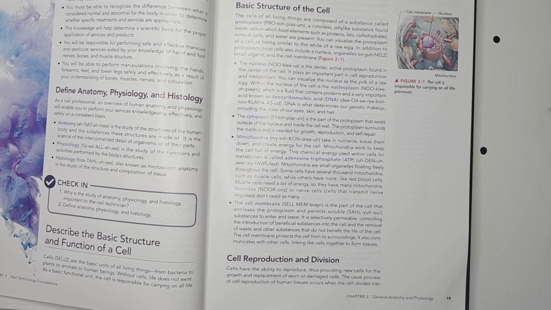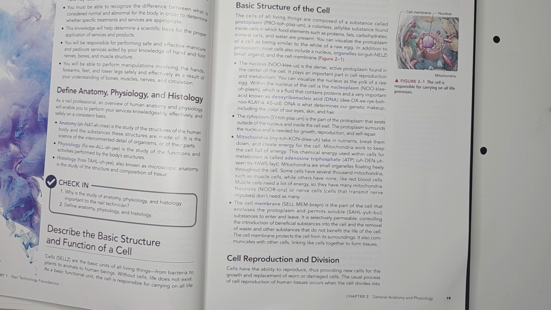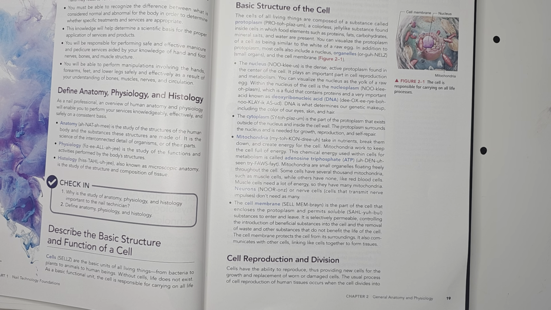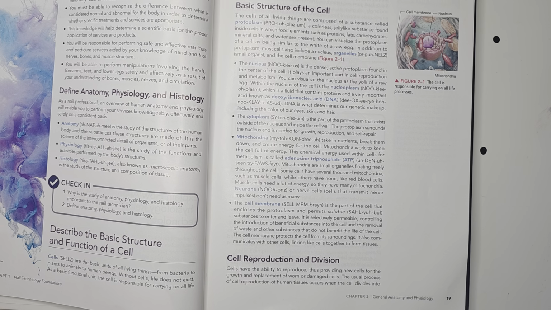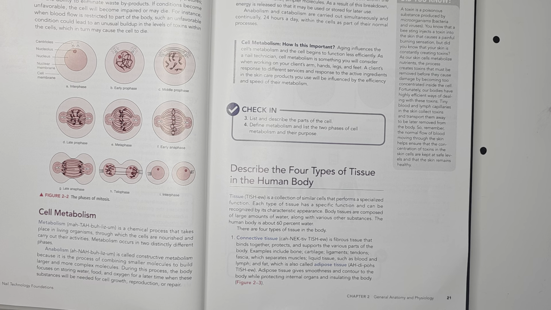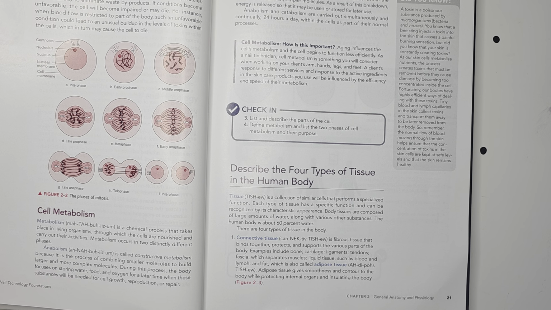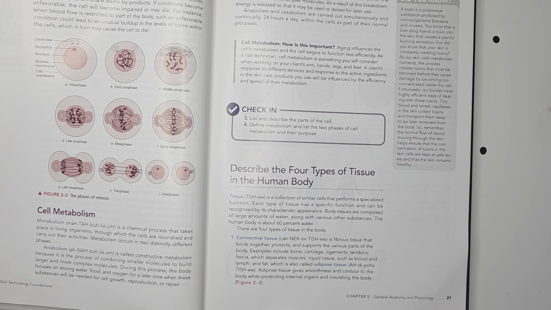Cell reproduction and division. Cells have the ability to reproduce, thus providing new cells for the growth and replacement of worn or damaged cells. The usual process of cell reproduction of human tissues occurs when the cell divides into two identical cells called daughter cells through a process known as mitosis. As long as conditions are favorable, the cell will grow and reproduce. This is true of human cells, plant cells, and single-cell creatures such as bacteria.